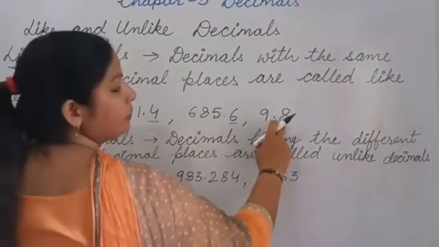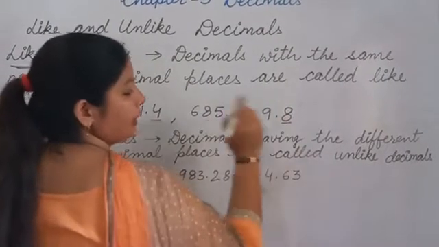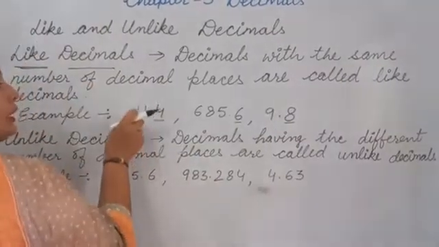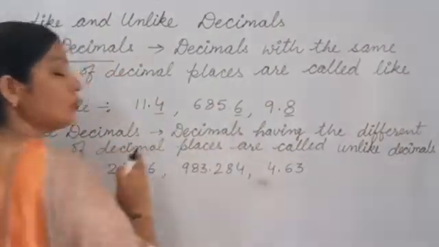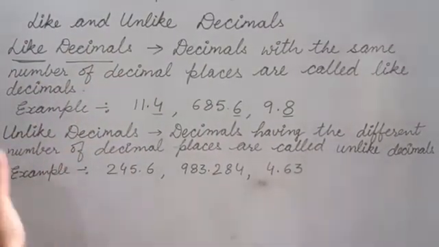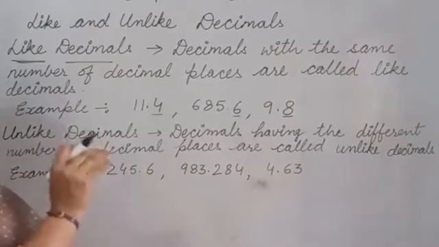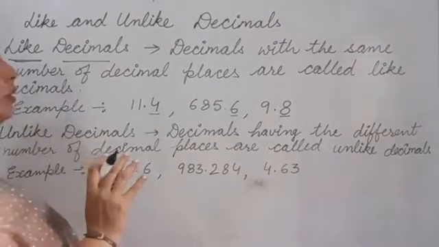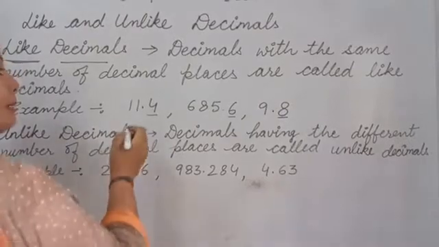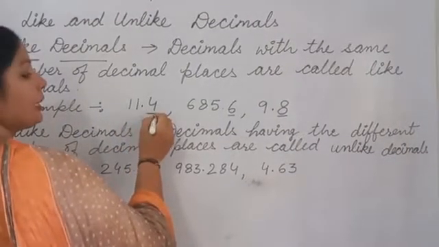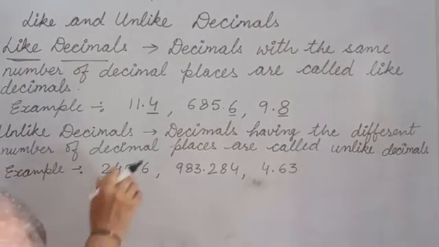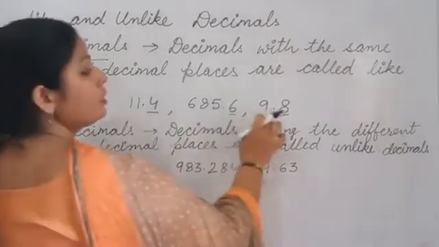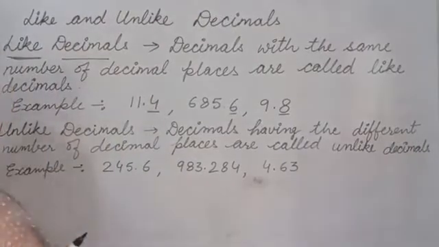Then we have 9.8. Then also we have one decimal place. So in whole we have different: there is 2 digit, there is 3 digit, there is 1 digit. So there is no meaning. हमें whole को check नहीं करना है. Whole में चाहे 2, 3, 4, 5 so on कितनी भी हो, there is no problem. हमें decimal place को check करना है. Decimal जो part है उसमें same decimal place है या नहीं है. If same decimal place are there, so that is called like decimals.